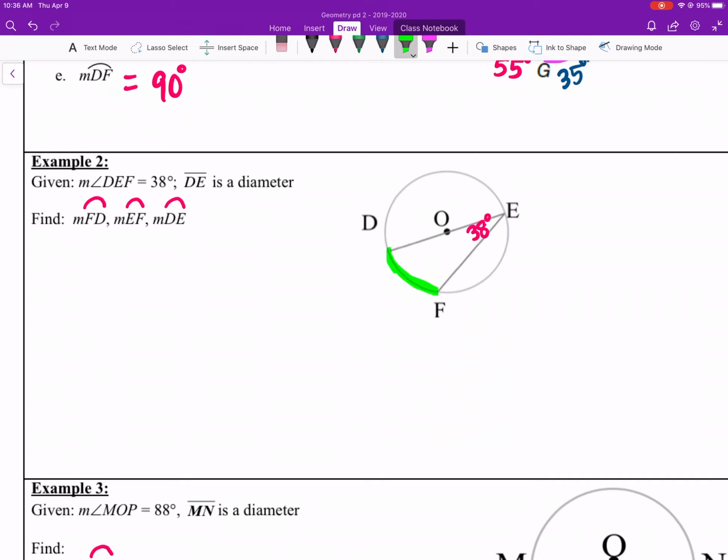Let's think about what angle DEF is there. What type of angle? Is that a central angle? Does it meet at the center? Nope, it meets on the circle. So the relationship would be that the arc is double the inscribed angle. Remember, the inscribed angle is half. The arc is double. All right, so this would be 76 degrees.